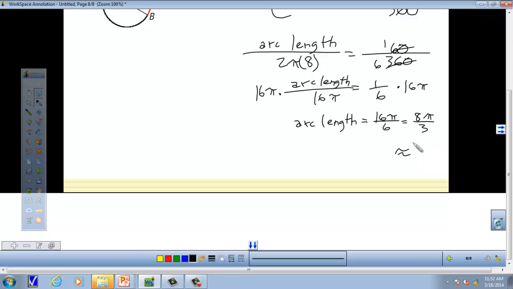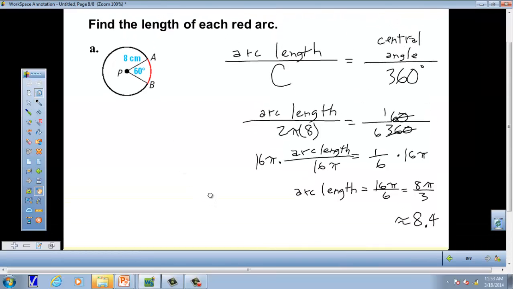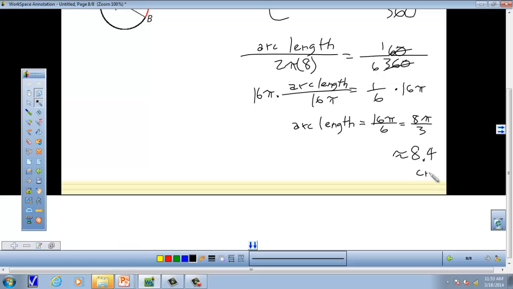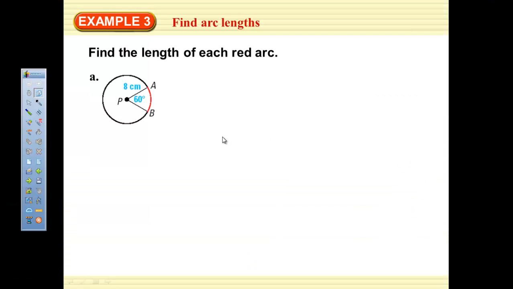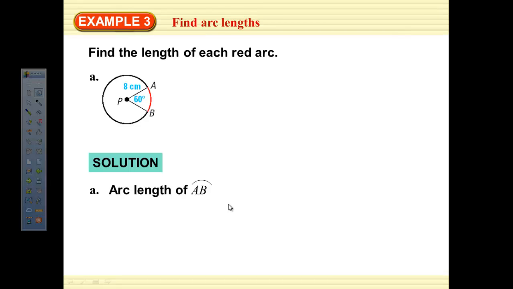Give me 1 sec. Let's see, so we do 8 times pi divided by 3, and if we calculate that, we should get 8.4 for our answer. So it's 8.4 centimeters. Okay? And so again, they use a slightly different formula, but it works the same. And so 8.38 or 8.4 centimeters.